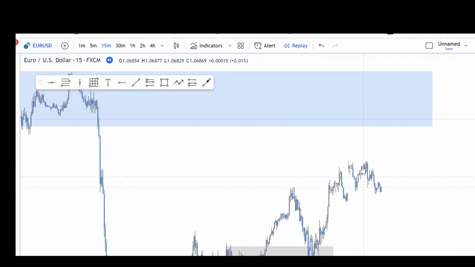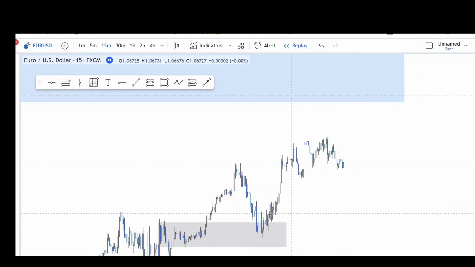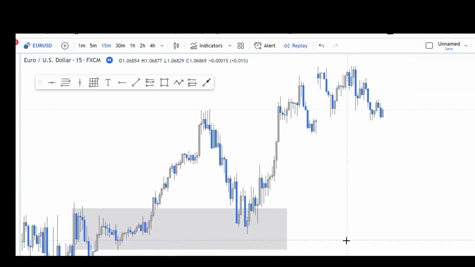We can expect a higher low to form. Isn't that right? So where can we see a higher low forming? The general idea is it's going to be somewhere here. Sometimes finding a demand zone isn't that easy.